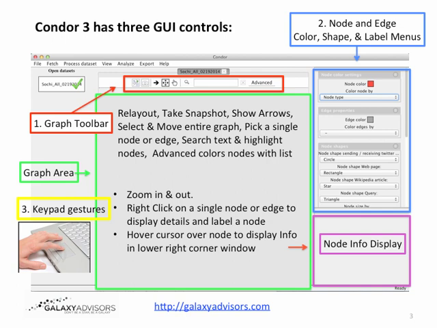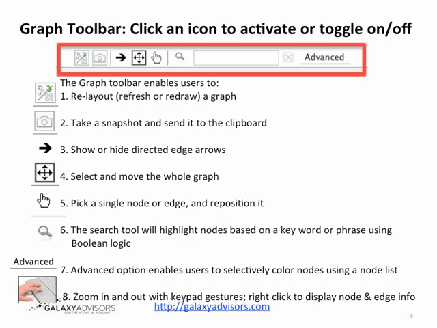And then the third is the keypad gestures, which enables you to zoom in and out, right-click on a single node or edge to display details, label a node, and you can hover your cursor over a node to display info in the lower right-hand corner of the window. So at a glance, these are the three main GUI controls that are activated when you view a static or a dynamic visualization. Let's go through each one of these one at a time in a little bit more detail.